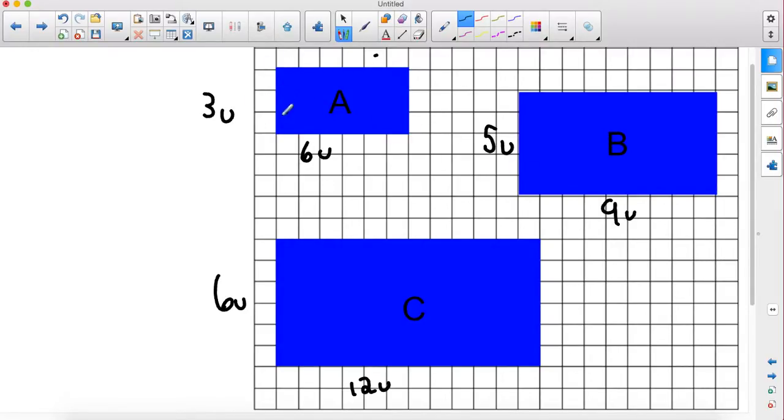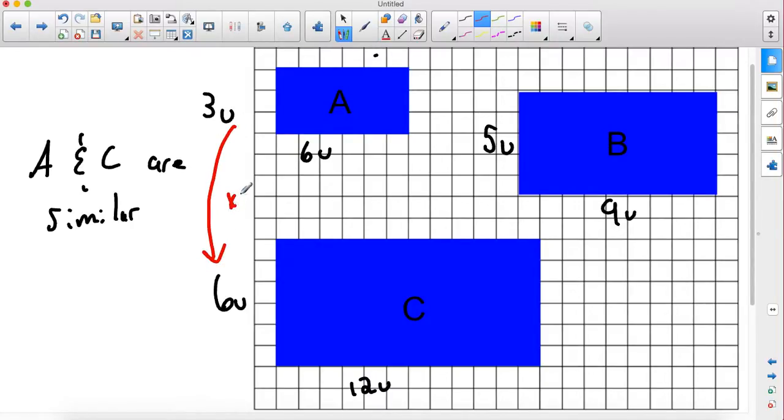Now I notice that I have a width here of 3 units, and here I have a width of 6 units. So I can assume, well, to go from 3 to 6, I have to multiply by a factor of 2. And to go from 6 units to 12 units, well, I'm multiplying by a factor of 2 again. So I know that rectangles A and C are similar. And again, that's because as I'm going to the width, I'm multiplying by a factor of 2. And if I'm multiplying my height, I'm going up by a factor of 2, and the same thing with my width, I'm going up by a factor of 2. So that's how I know that these two shapes are similar.